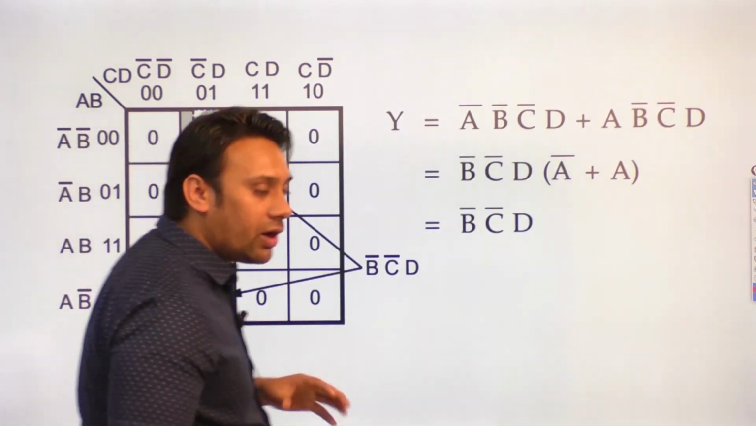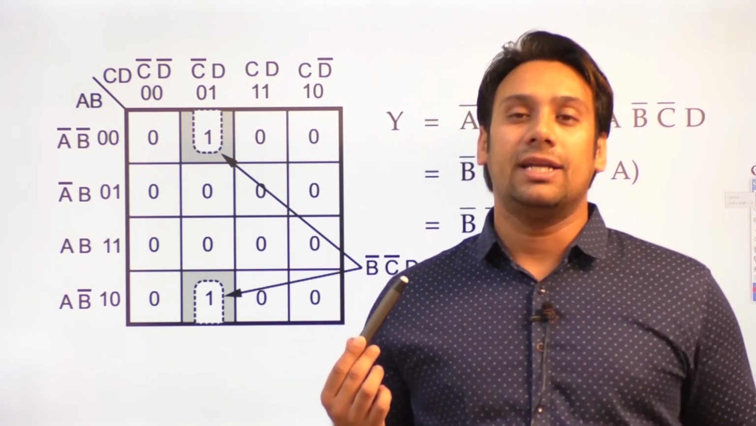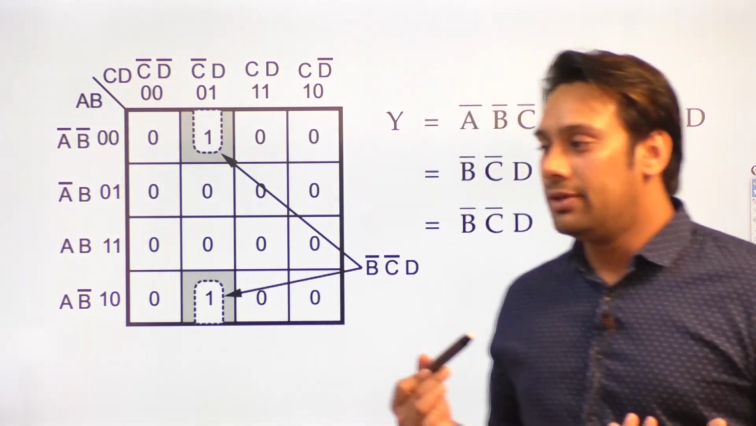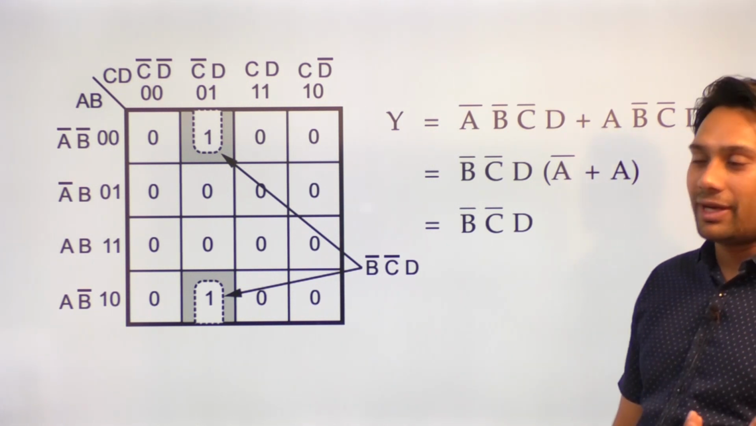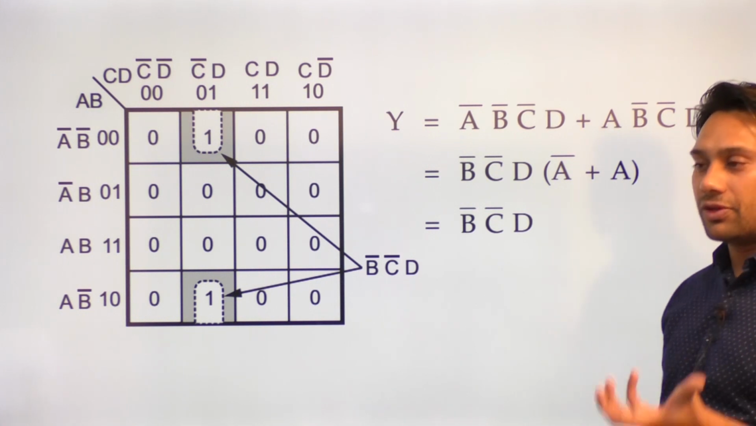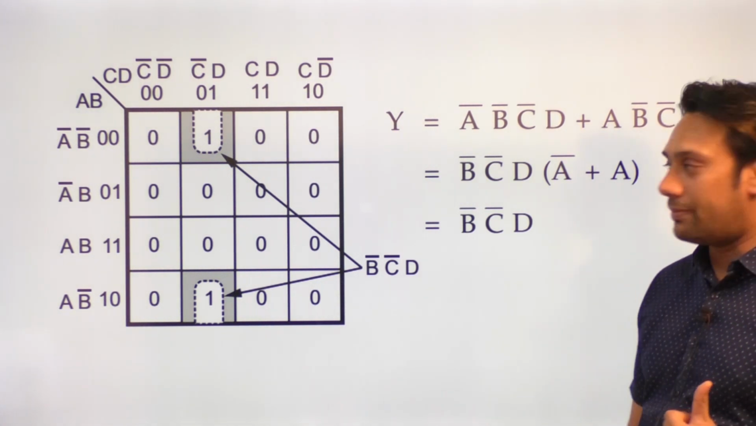Initially, I have to explain to you how to do it. But when you do it in practice, it will hardly take you 5 seconds to solve the problem. So you will be able to solve it very easily. First, I'm going to explain what the concept is, what the reason is behind combining the cells, and then when we solve the problem, you will see how easy it is to solve problems using the help of a K-map.